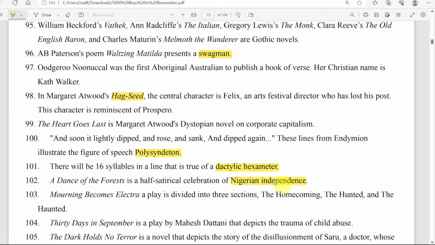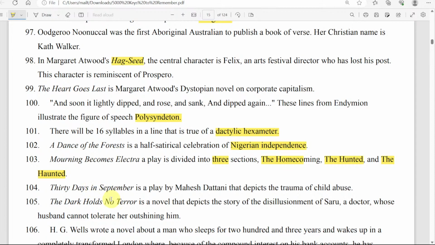Mourning Becomes Electra is a play divided into three sections. All the sections are important: the homecoming, the hunted, and the haunted. And 30 Days in September is a play by Mahesh Dattani that depicts the trauma of child abuse.